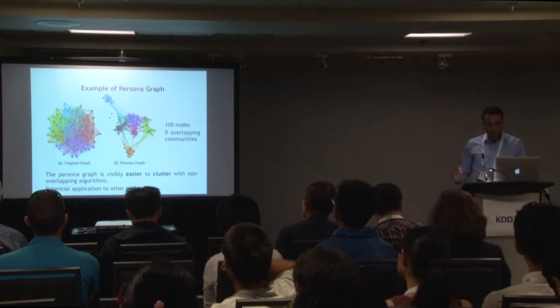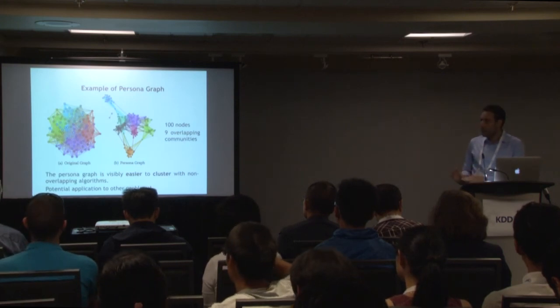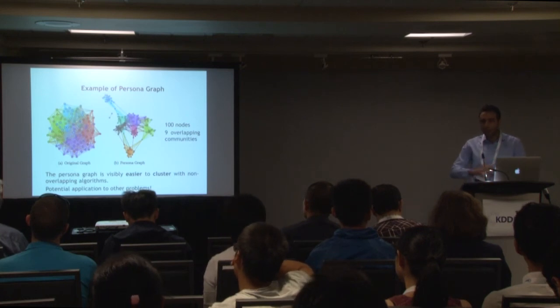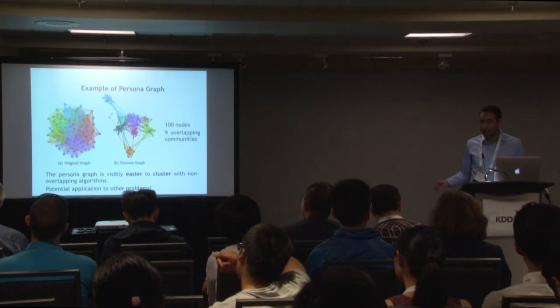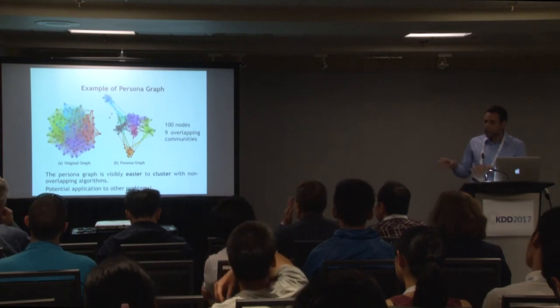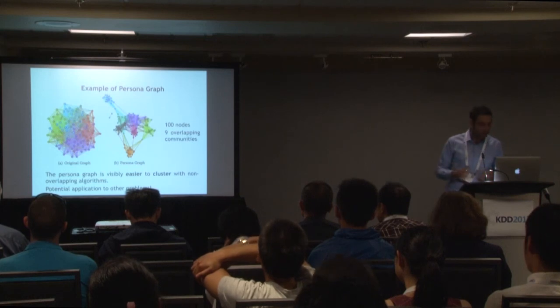Then we created the persona graph, which is the graph on the right. This graph has more nodes, but the same number of edges. Now, with the same parameters of the drawing algorithm, it's very clear that this is a very easy to cluster graph. You don't even need an algorithm; you can do that by hand. And even experimentally, you can see that the graph on the right has a much higher modularity, so it means it's easier to cluster.